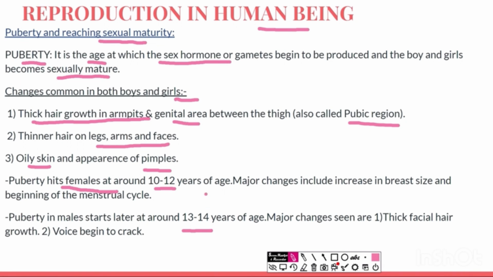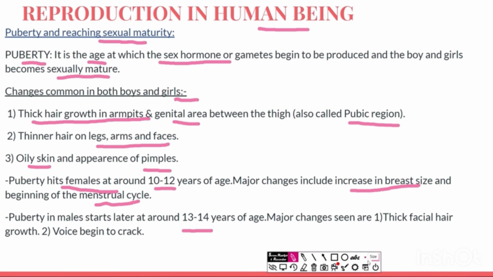In females, a major change we see is the increase in breast size, because the breast has the mammary glands which are very important to feed a newborn child. In order to become sexually mature, the female should be able to feed and nourish the child. That is why the breast size increases, because the mammary glands are developing. Another very important change is the beginning of the menstrual cycle. In females, monthly the egg becomes mature, and whenever the egg, which is the gamete, is not fertilized, it is released by our body along with all the preparations the body has done for receiving the child.